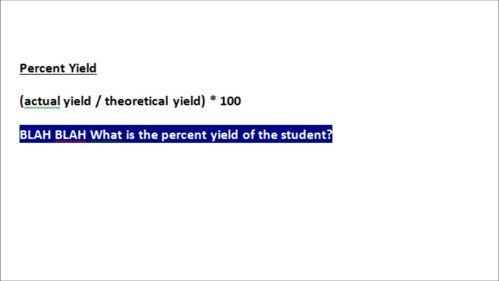Now let's do percent yield. Percent yield's equation is just actual yield divided by theoretical yield times 100. So that's it. Let's do an example. Well, let's use the example we did before. What is the percent yield of the student?